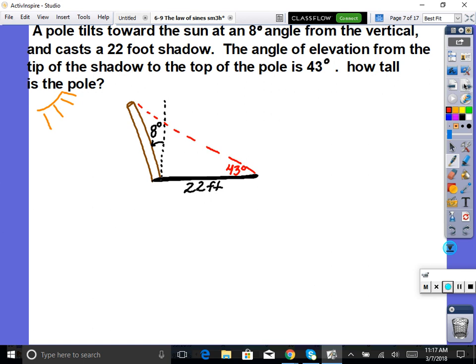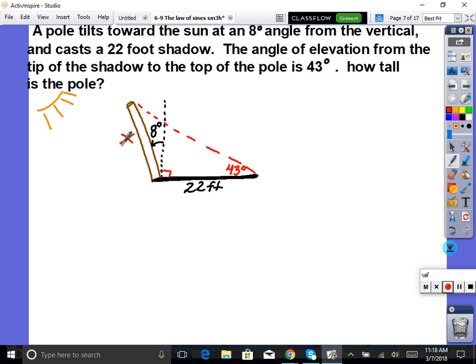This is one to make note of because on the test it never fails that people cannot draw this correctly. I'm not going to give you a picture, I'm going to want you to draw it. So it says that it tilts at an 8-degree angle from the vertical. Now vertical is straight up and down, so this is 90 degrees. It says it casts a shadow that's 22 feet long, and the angle of elevation from the ground to the top of the pole is 43 degrees. How tall is the pole?